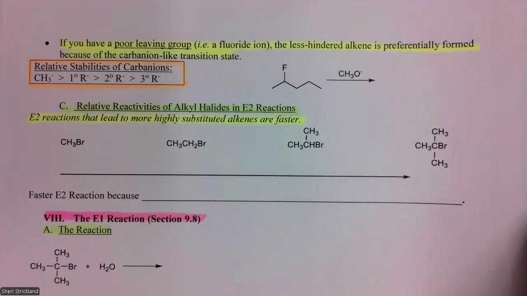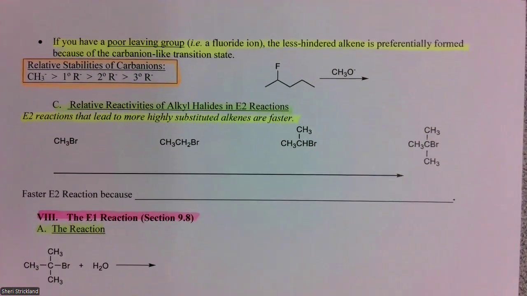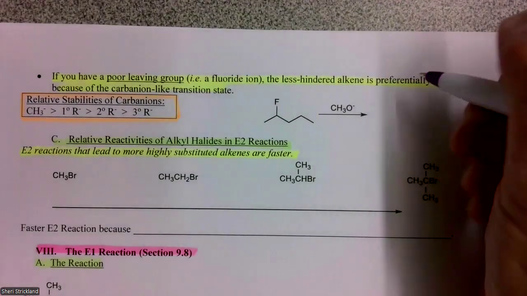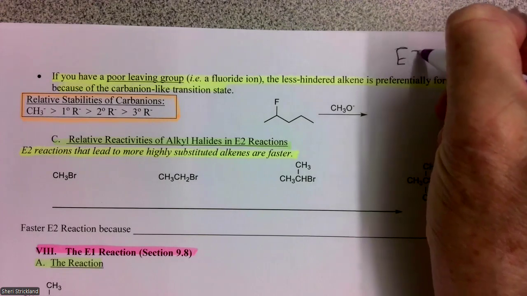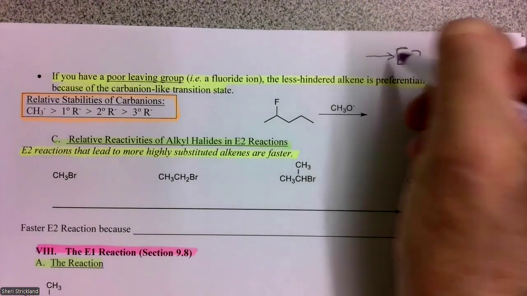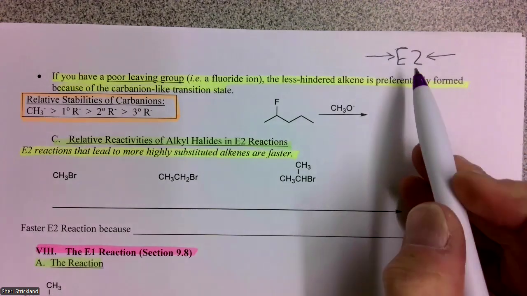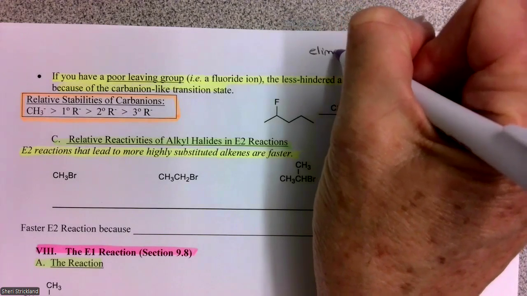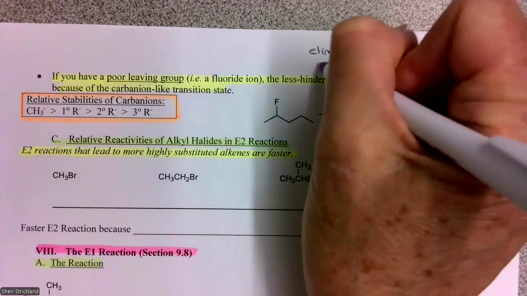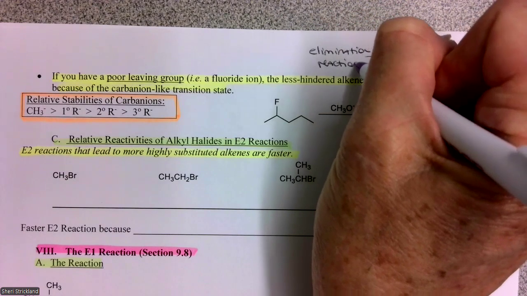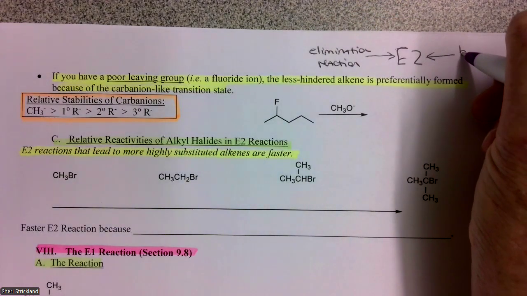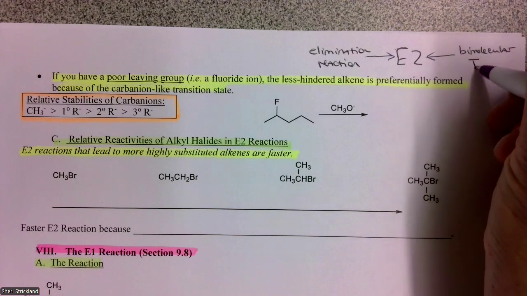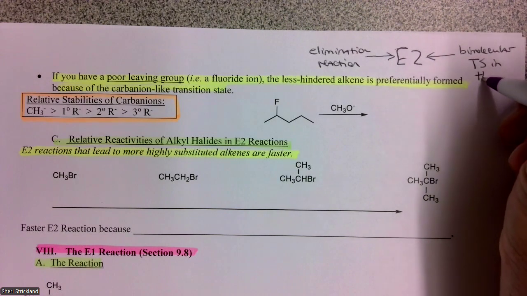All right, so just need to finish up just a little bit with E2s. And remember that with E2 reactions, just like with substitution reactions, these letters and numbers in the symbol mean something. The E stands for elimination. And the 2 stands for bimolecular transition state in the rate limiting step.